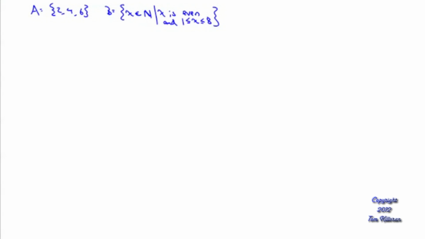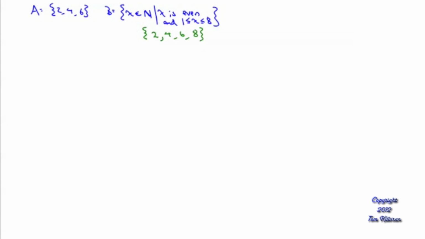Now, before you answer the question, are they equal? I highly suggest you figure out what we're talking about in the second set. What is the first element of the second set in roster form? 2. Because this one says it starts at 1, but the first one says it is even. So 1 is not even, so the next number is even, as 2. And then, and then, and then.